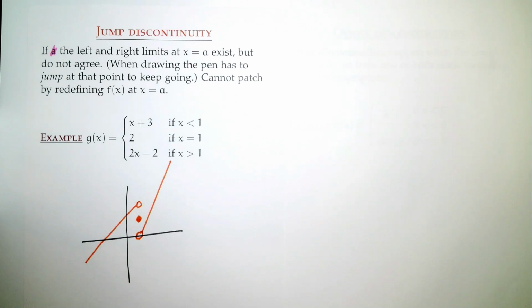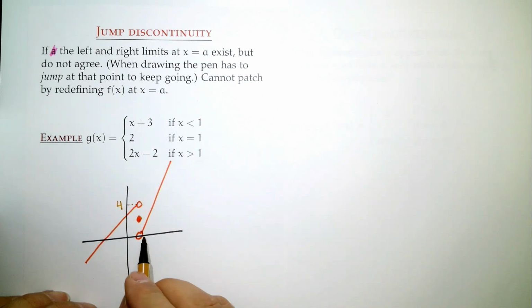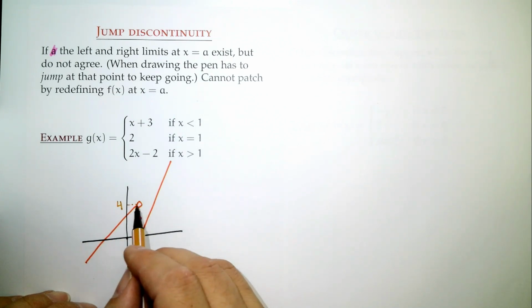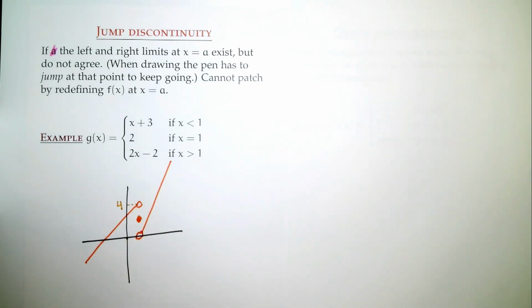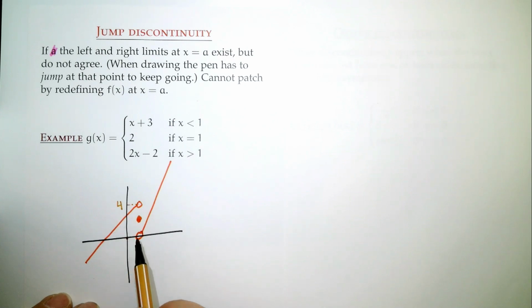Now what's happening here? Well, on a side note, this is 4. When we come in from above, from the right side, we're approaching 0. When we come in from below, from the left side, we're approaching 4. And 0 and 4 don't match. We can see the picture. So the jump is, suppose you were trying to draw this with a pen or a pencil. As you're drawing, and then you get to this point 1, you have to jump up, lift the pen or pencil, and then start drawing again.